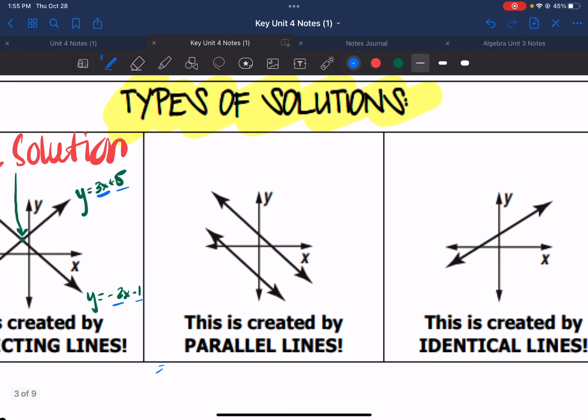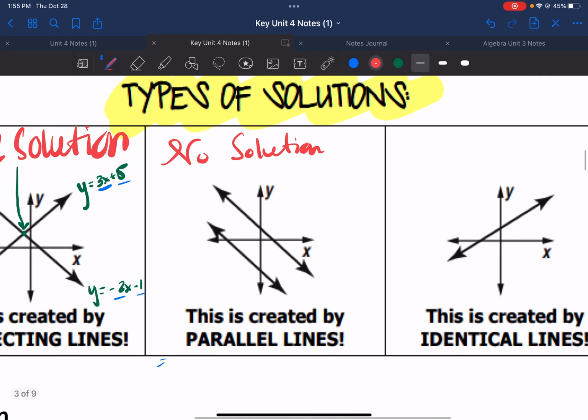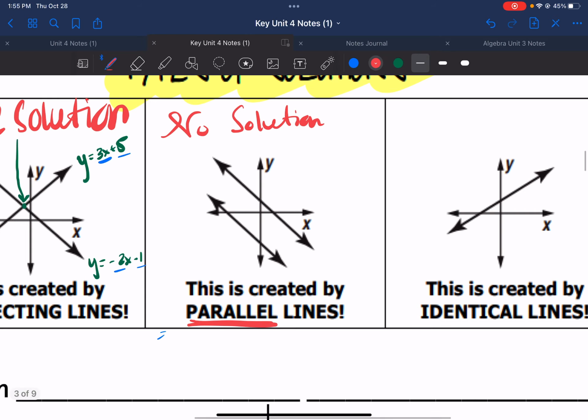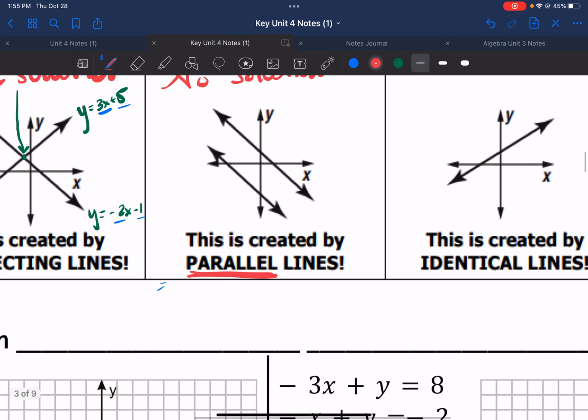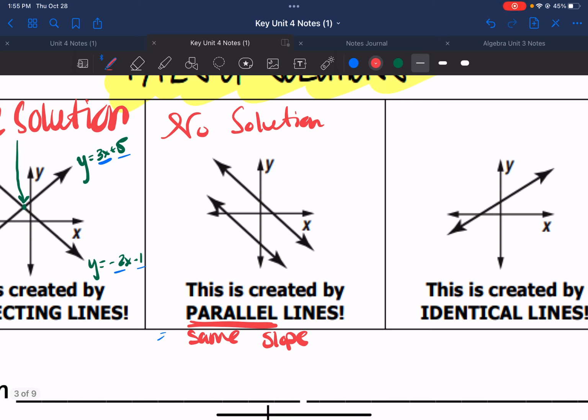All right, now what is this middle one? This right here is considered no solution. All right, we have no solution. Now, how do we know when we have no solution? When the lines are parallel. Okay, now how do we know when we have parallel lines? When the slopes are the same, so same slope. I'm going to show you an example in a minute of how all these look. Okay, if I'm looking at 2 equations and they have the same slope, then they have no solution.